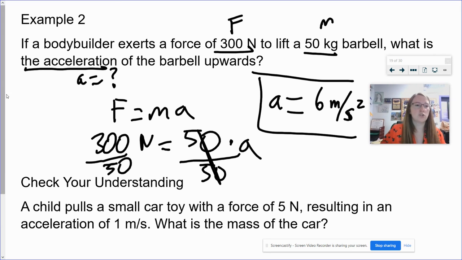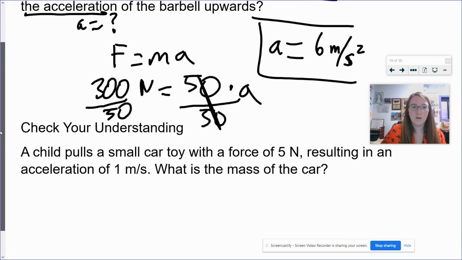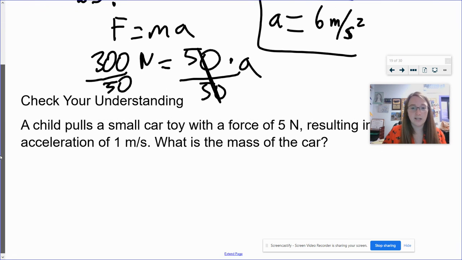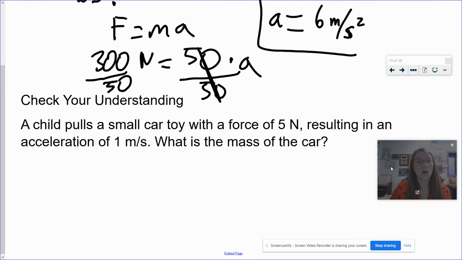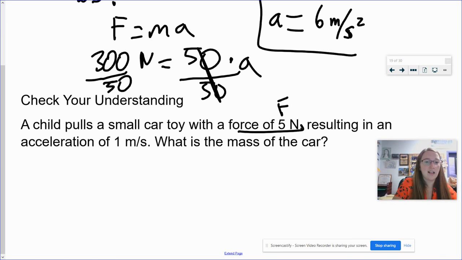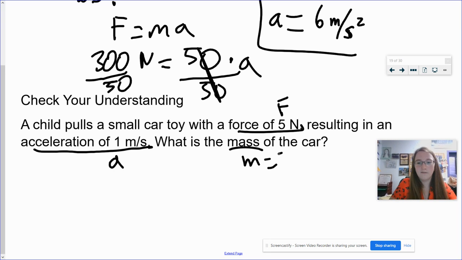Okay, so try it one more time. Same thing, we're using the force equals mass times acceleration. Look at what we're trying to solve for. Look at what we have. Go ahead and give this a shot to solve this question. Okay, let's see. A child pulls a small toy car with a force, F, of 5 newtons, resulting in an acceleration, a, of 1 meter per second squared. What is the mass of the car?